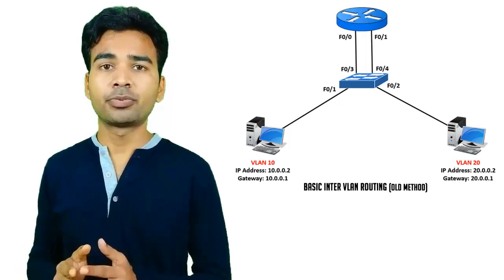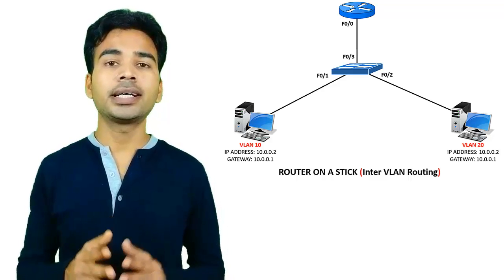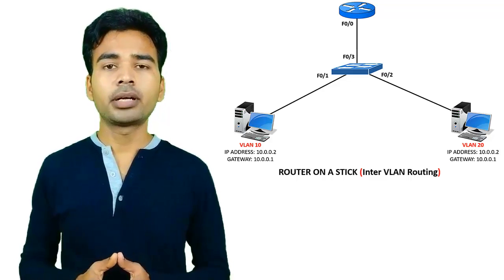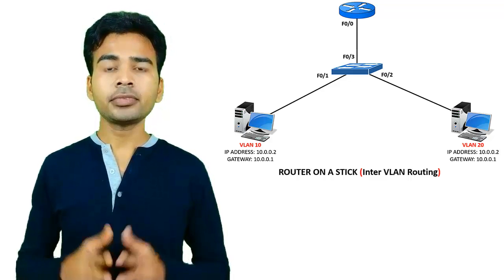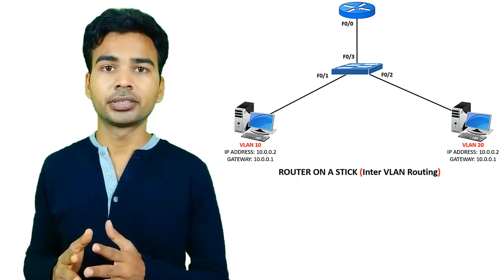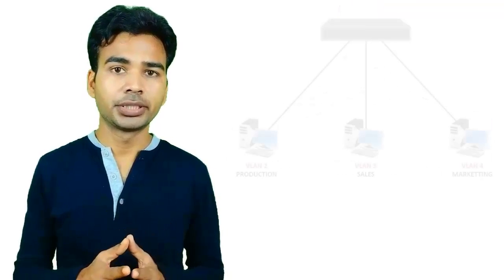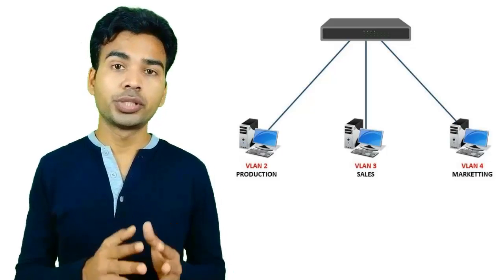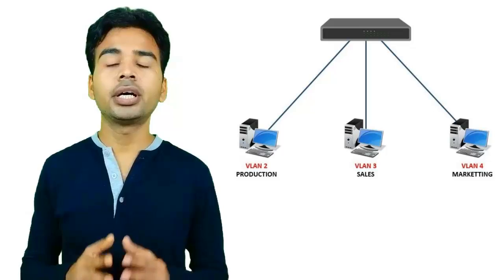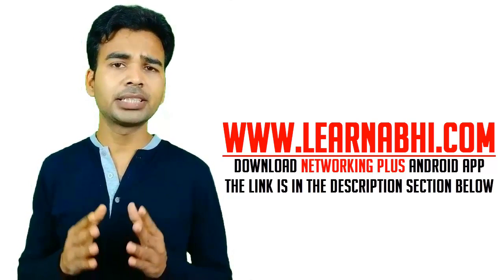To overcome this problem, the second method was launched, and this method is called router on a stick. This method allows you to add multiple virtual LAN to the single port of the router by creating sub interfaces. And after that, the last method is inter-VLAN routing on a switch. This method allows you to configure inter-VLAN routing on the switch itself, but for this you need a layer 3 switch.